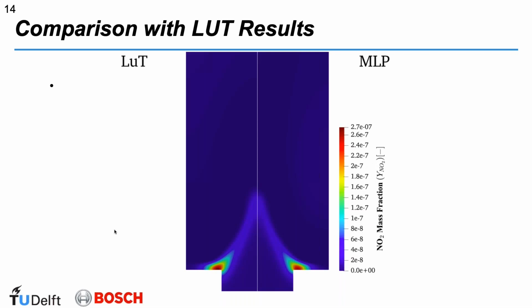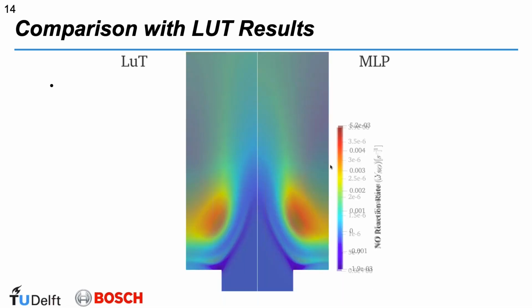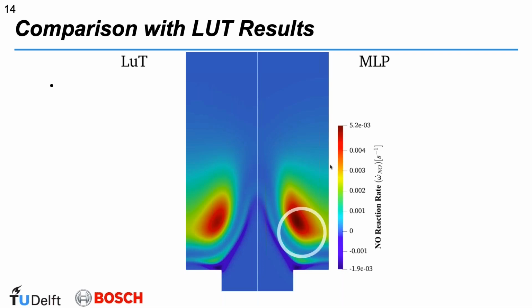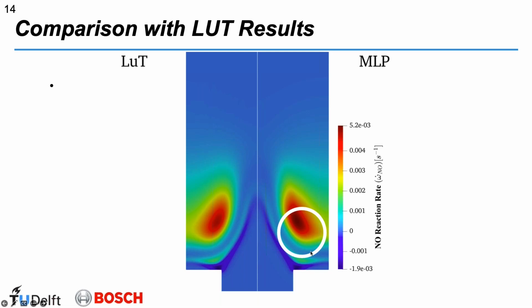For the passive species, the emissions, we start to see some differences. You can see right here that the lookup table has a little bit more emissions in this area. But for the NO, there's a clear difference. Here you can see that the local emissions for NO are much higher for the MLP than for the LUT. And that's because of the overestimation of the reaction rate of NO in this area. So that MLP requires a little bit more training or a slightly different architecture.